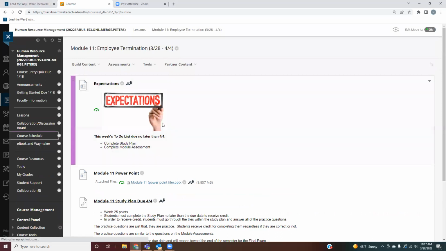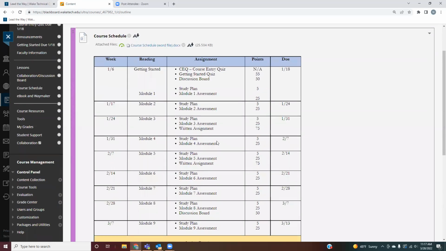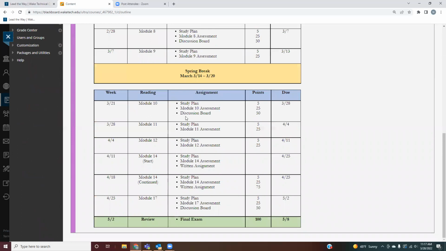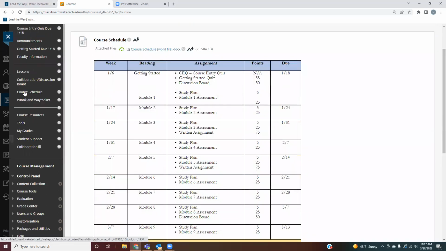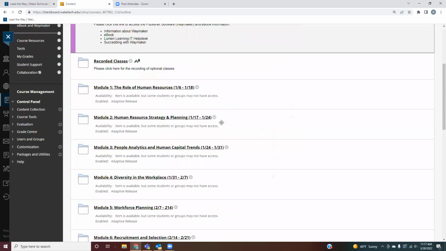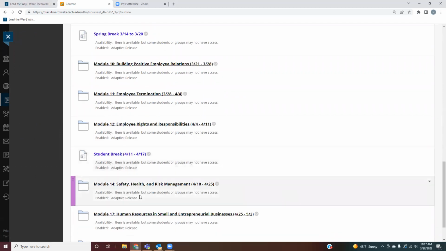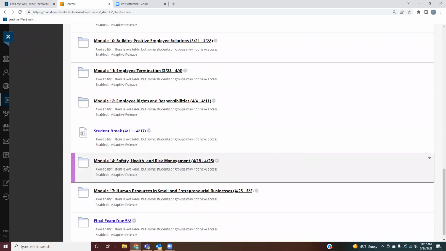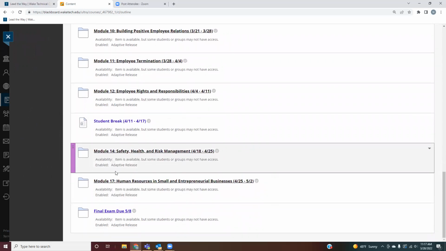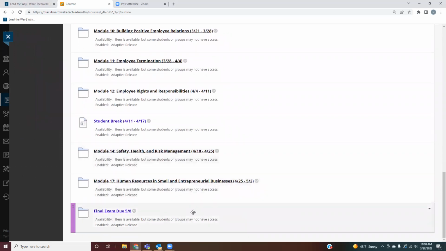Now, going forward, let's take a brief look at what's coming up. Next week, we have module 12. Let me go over to the lesson plan. Next week, we have employee rights and responsibilities. And then there's a break. And then we pick it up with OSHA, which is safety, health, and risk management, and then small and entrepreneurial business module 17, and then your final exam.